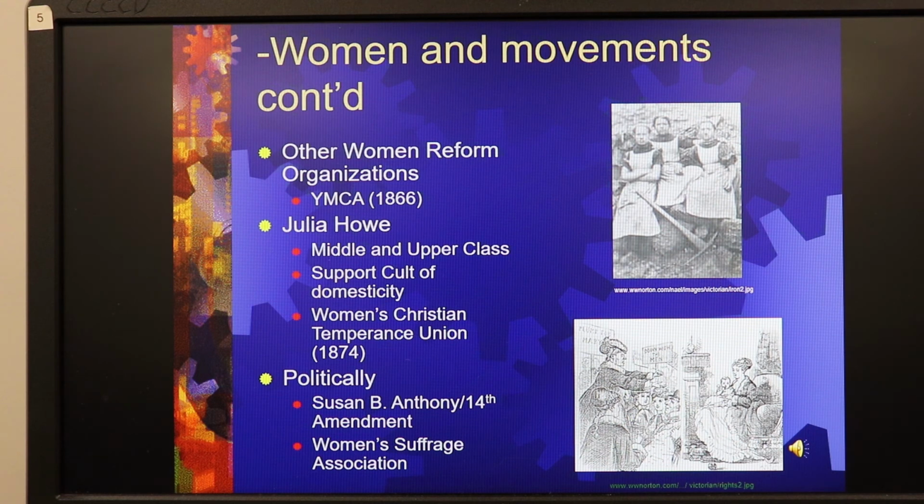Now, politically, after the Civil War, Susan B. Anthony wanted the 14th Amendment to include women. However, most people in our society at that time believed that a woman's place was still in the home. By 1869, there was a split in the movement. A group led by Lucy Stone, Julia Howe, and others formed the Women's Suffrage Association that focused solely on getting the right to vote.